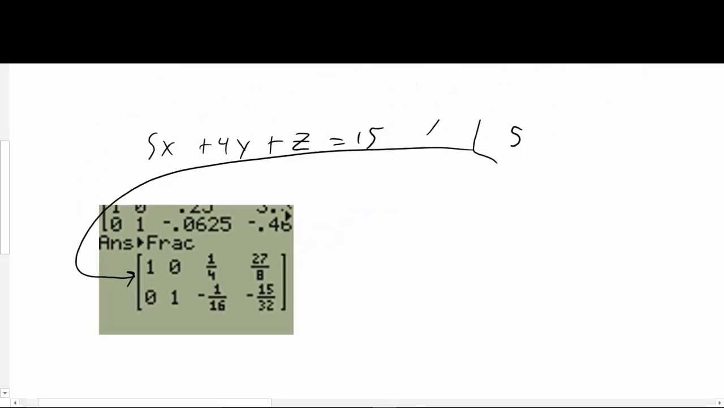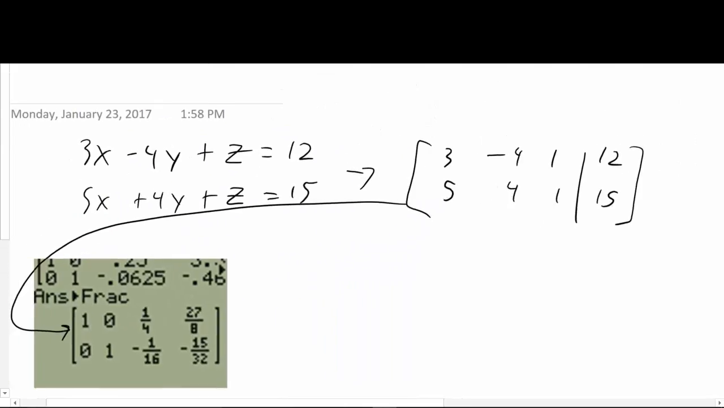Now you'll notice, I set my equations up where this is my x's, this is my y's, this is my z's, this is my equal sign. So it would be the same thing here. This would be my x column, y column, z column, equal sign column.